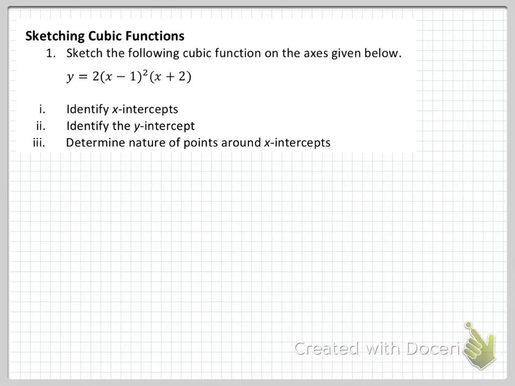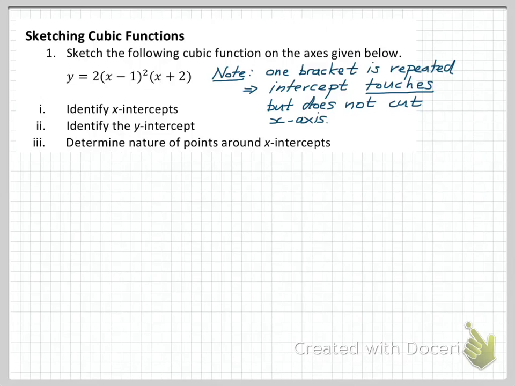Alright, here's an example. The main skill to learn is to be able to look at a cubic function and sketch a graph of it. So notice here that one of the brackets is repeated, and that tells us that the intercept that we get will touch the x-axis but not cut it. So the first step is to identify the x-intercepts, which of course is when y equals 0. The equation's written in factor form, so you can see pretty easily, I hope, that when x equals 1, y equals 0, and when x equals negative 2, y equals 0.